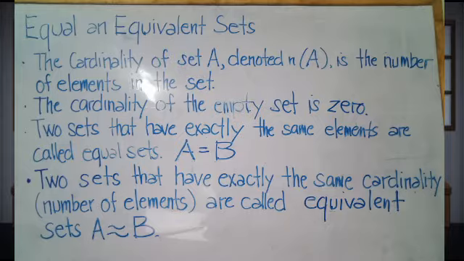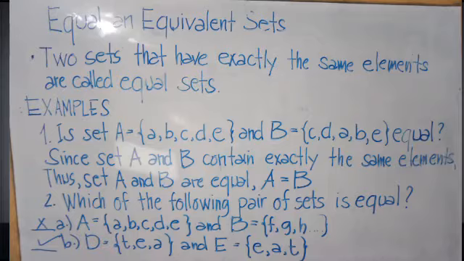Two sets that have exactly the same elements are called equal sets: A equals B. Two sets that have exactly the same cardinality, or number of elements, are called equivalent, like set A is equivalent to B. For example, set A is A, B, C, D, E and B is C, D, A, B, E. Since A and B contain exactly the same elements, sets A and B are equal.